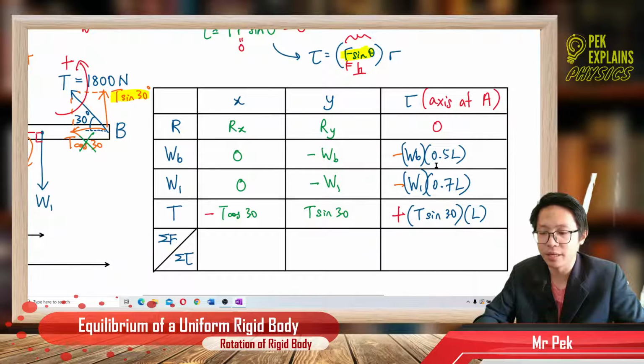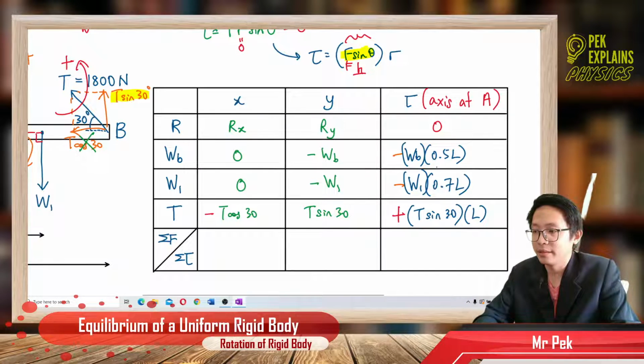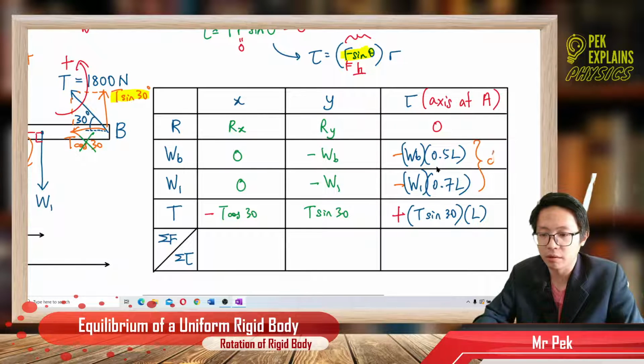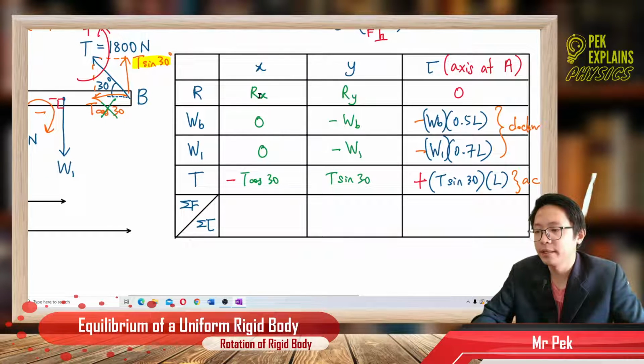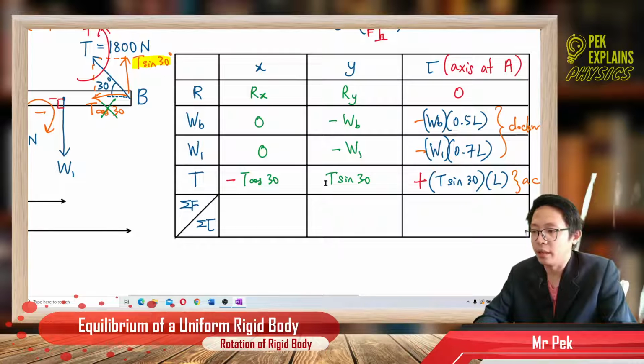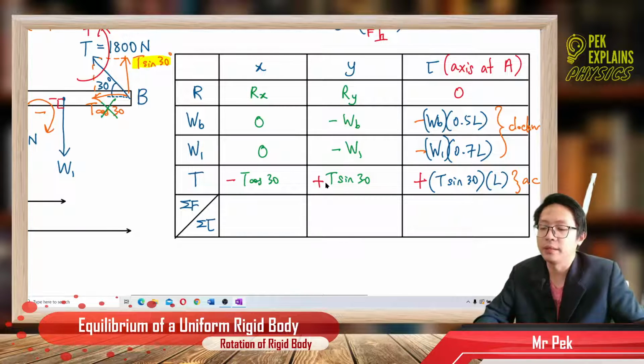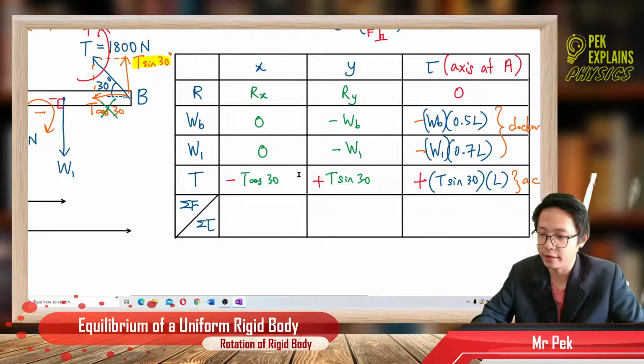This torque will rotate clockwise, and this torque will rotate anti-clockwise. Here this force is going down, this one is going up, and this one is going left. Rx and Ry we are not sure about, so we will have to find them out.